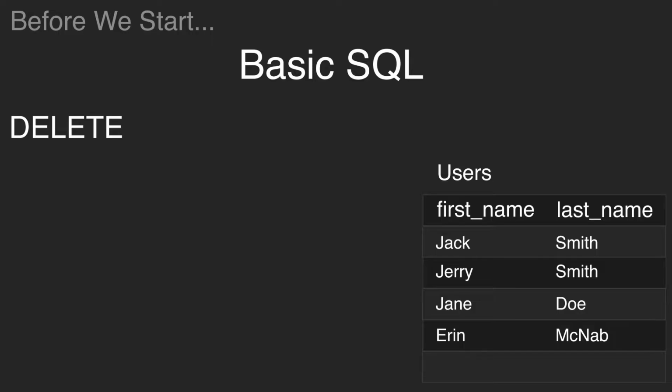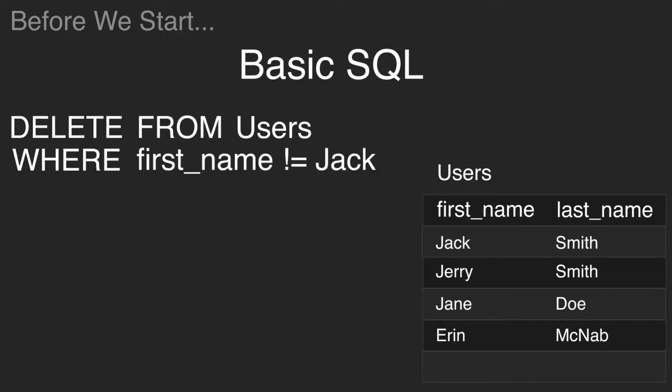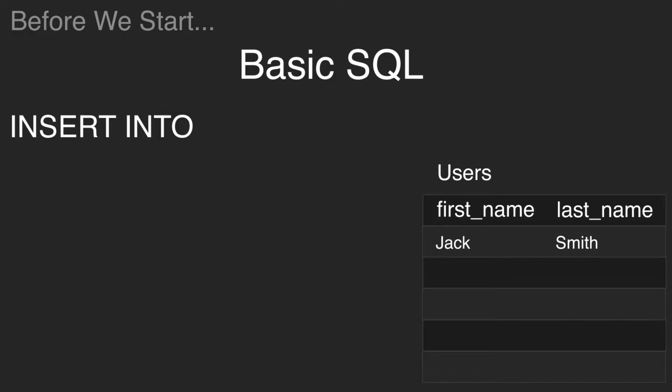You can use this to delete rows from a specified table and then insert a where clause to specify which rows to delete. Note that if you don't specify a where clause, it will delete all rows from that table. Okay, so for example, I can delete all rows from the users table where the user's first name is not equal to Jack. Now let's touch on the insert statement.